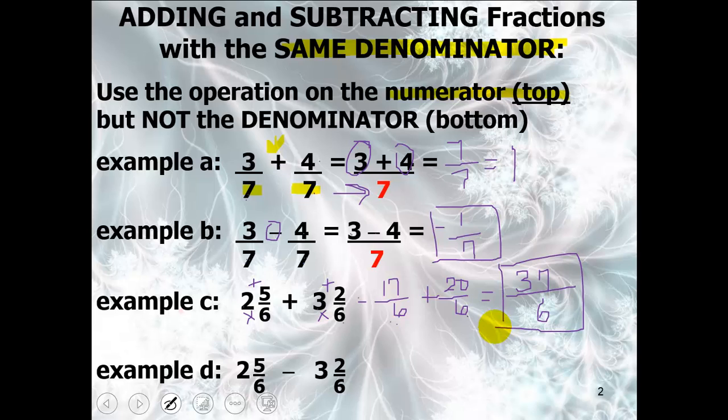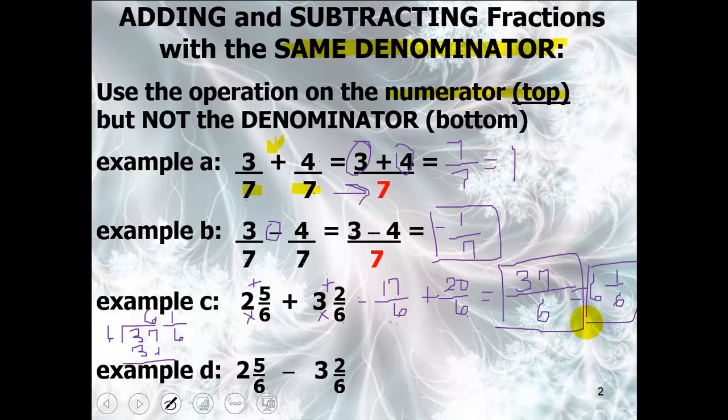All right, if you wanted to rewrite it back in a mixed form, you would go and do long division, and you would have 37 divided by 6. That goes in 6 times with a remainder of 1. Okay? So this is 6 and 1/6. Either one of those answers is acceptable.